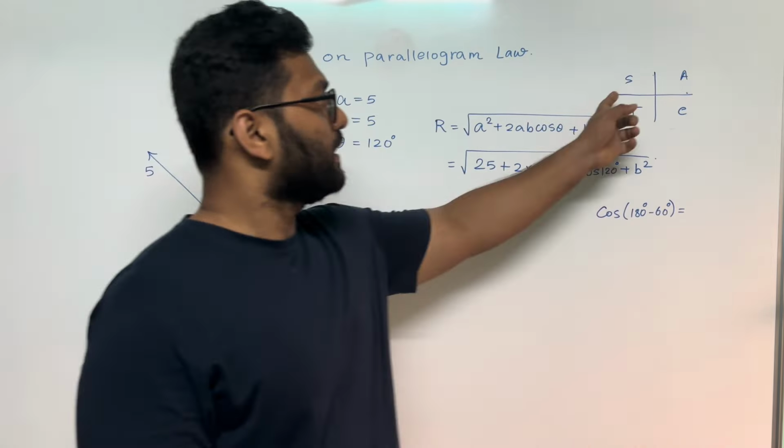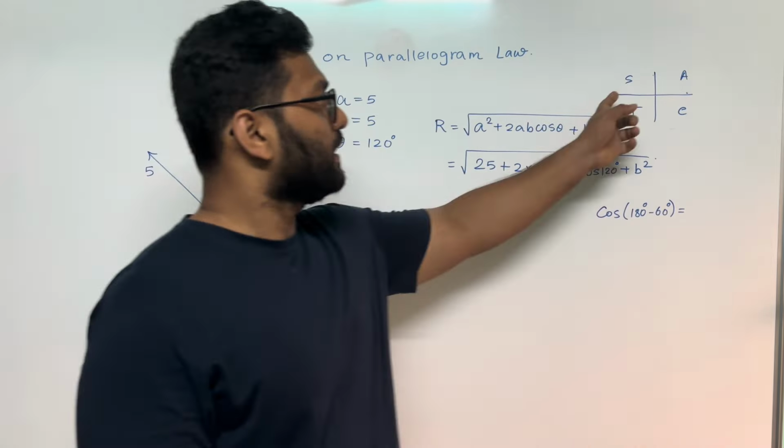Okay, so r will be equal to square root of 25 plus 2 into 5 into 5 into minus 1 by 2 plus b square. What is the value of b? 5. So 5 square is 25. So this will be square root of 50 minus this, 2 and 2 get cancelled. This is 25. You will get square root of 25, which is again 5.